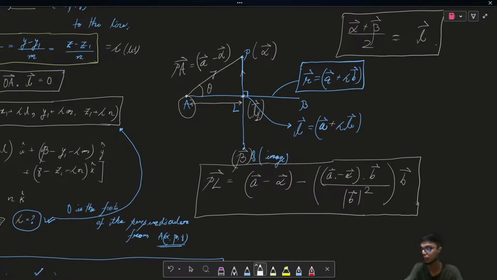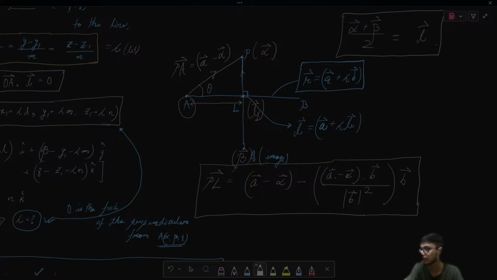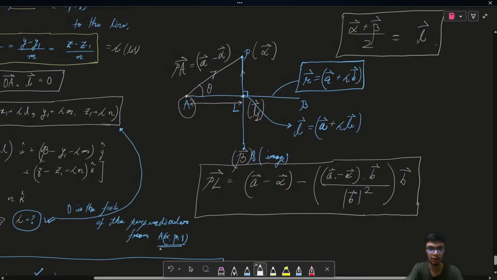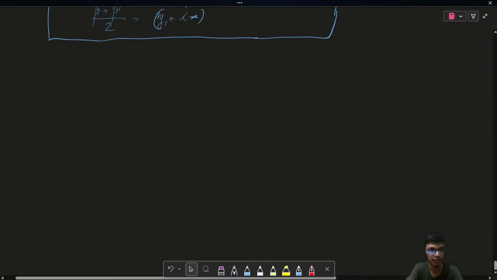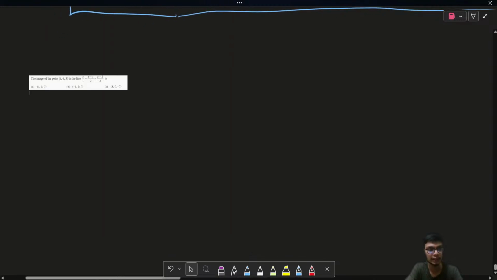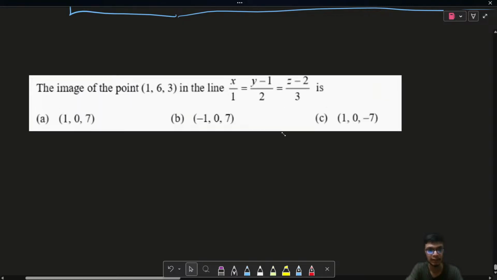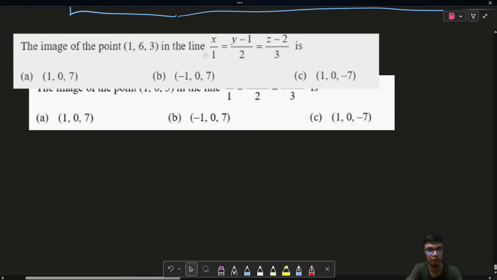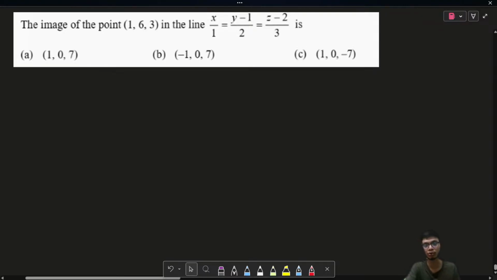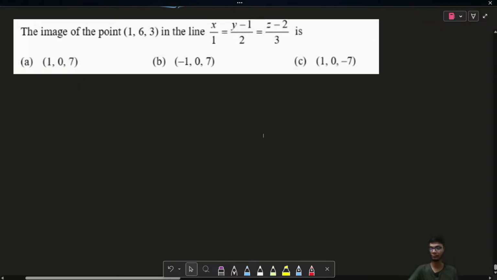So let us now move to solve one question. Okay, so I would like to give you a question to solve. So please take this particular problem. The problem is very simple. You need to find out the image of a particular point in a straight line in space. So please try to solve this problem by whatever you have understood so far. Take your time and try to solve this problem and let me know the final answer in the live chat.